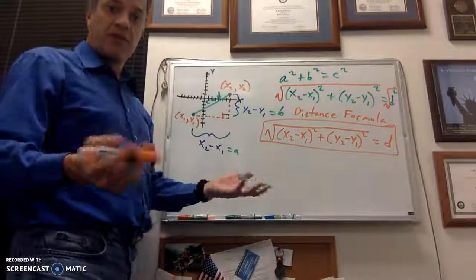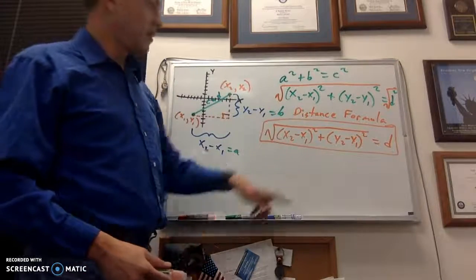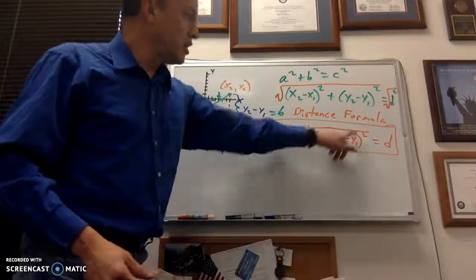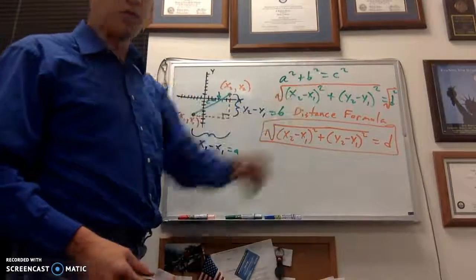If you want to solve for this, you can. x2 minus x1 is squared. y2 minus y1 is squared. Add that together and take the square root.